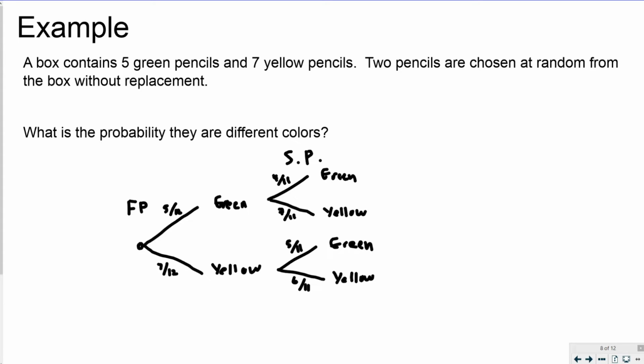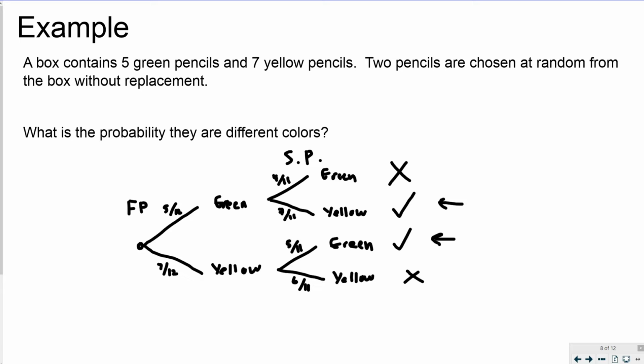So now what we're going to do is examine the 4 different outcome branches that we have. And we're going to look for the branches that have 2 different colors. So if you go green and then you go to the top green, this branch does not work because those are not 2 different colors. If you go green and then to yellow, that will work. So we are going to include this probability. If you do yellow and then green, that will work, and we will include this probability, which we still have to calculate. We're not there yet. And then if you are doing a yellow-yellow, that will not work.